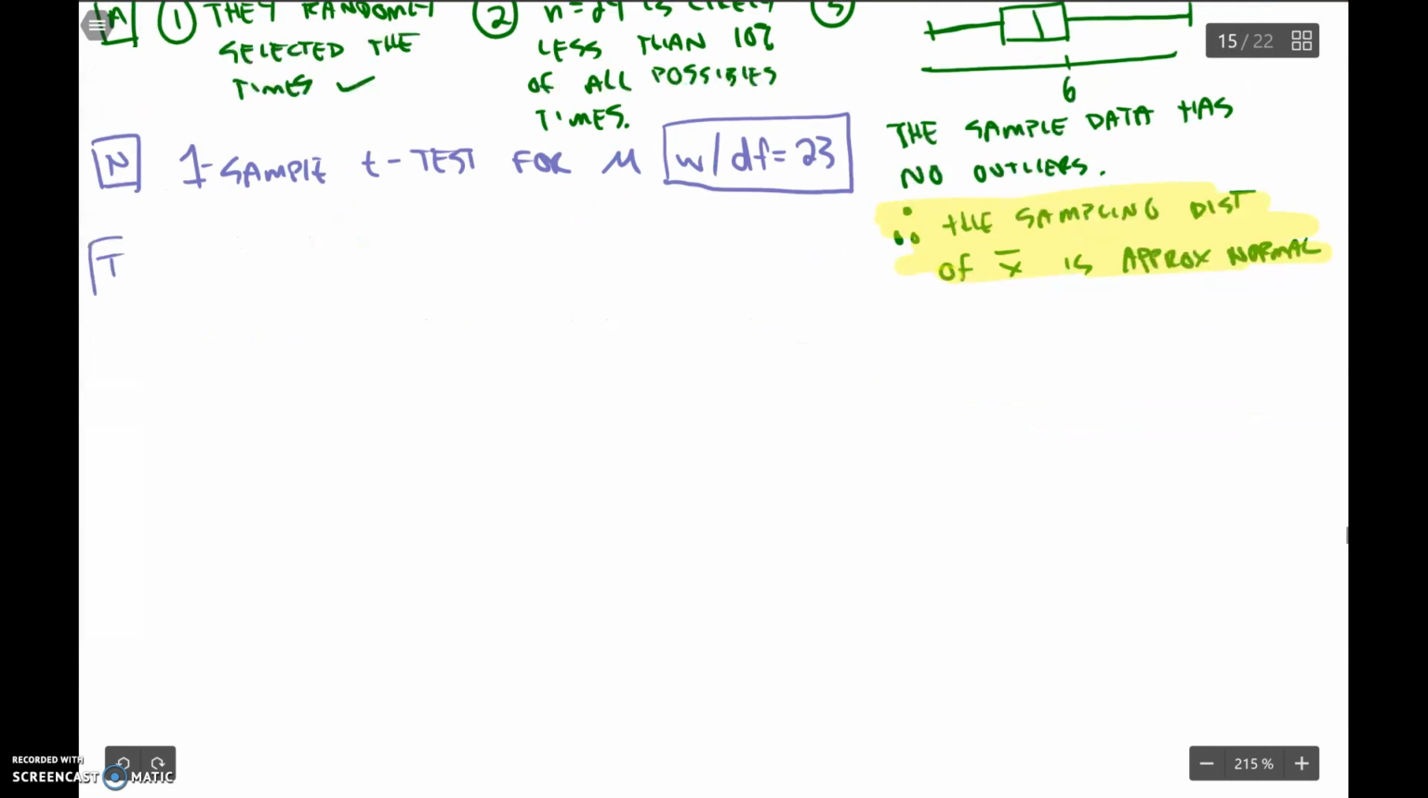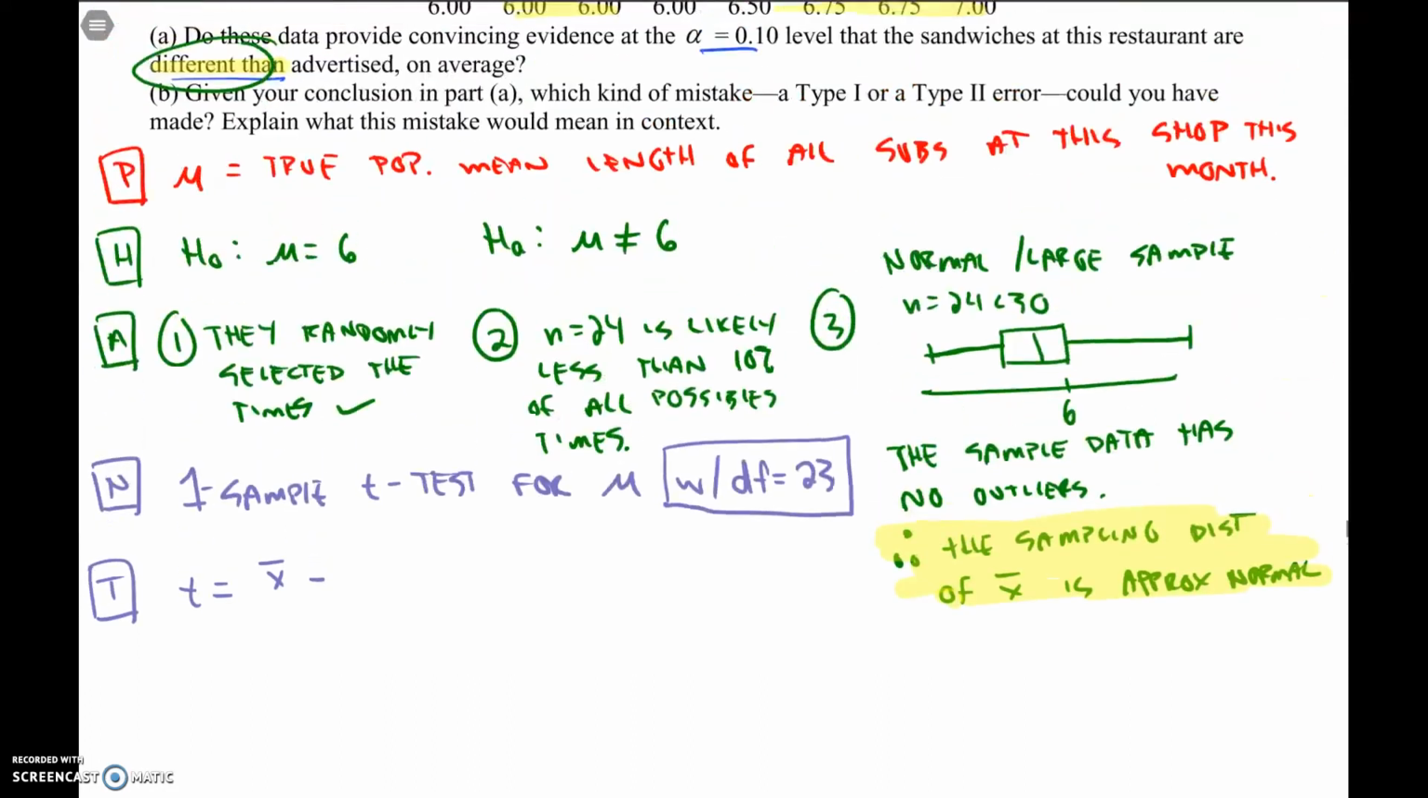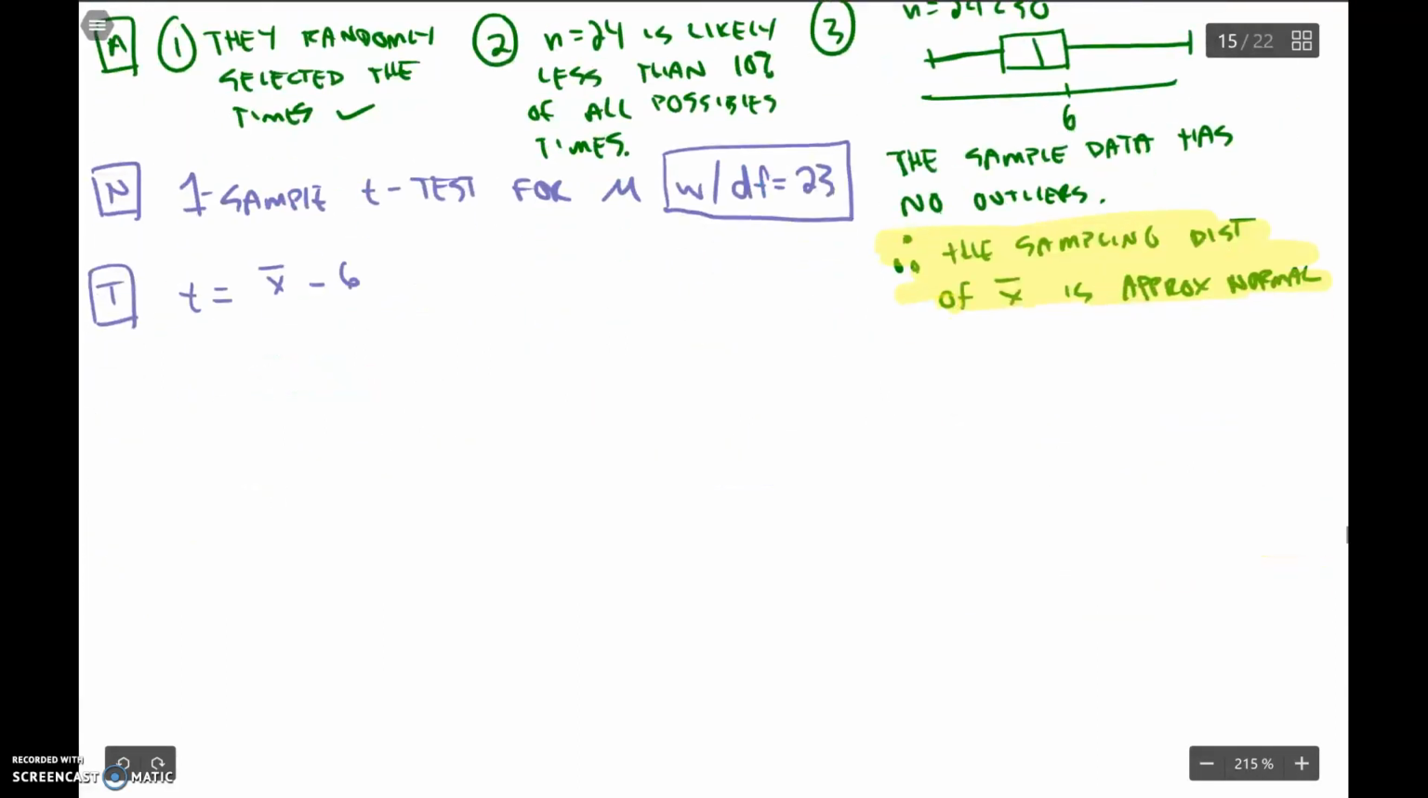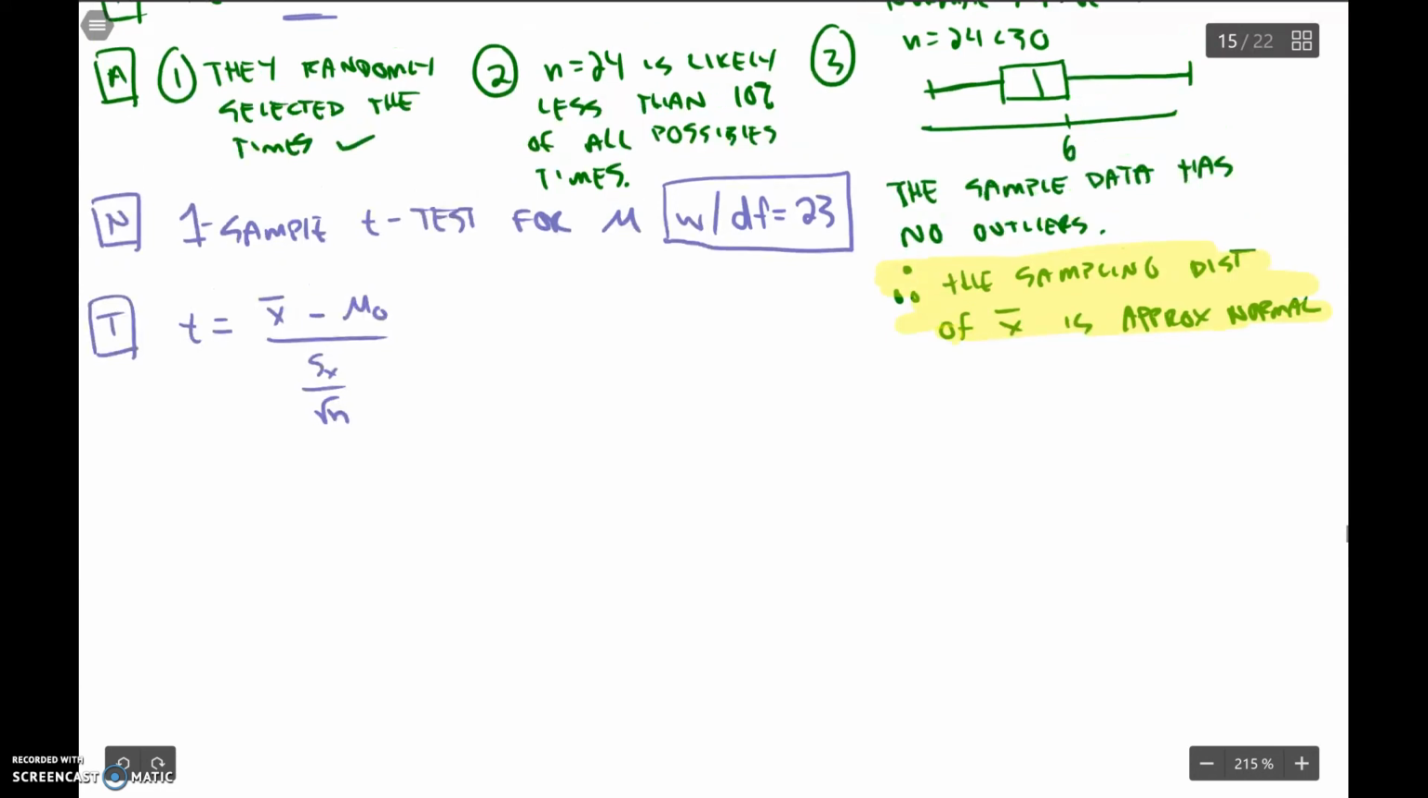Test statistic. I require the formula and the value. So a t, again, is a z-score. Think of it as a z-score. What's your value? Well, my value is an X bar. What's the mean of the sampling distribution? Well, if the null is true, then the mean would be 6. Or for symbols, I would put down mu naught. Over, now the standard deviation is sigma over square root of n, but I'm going to put in S over square root of n, because I don't have sigma.